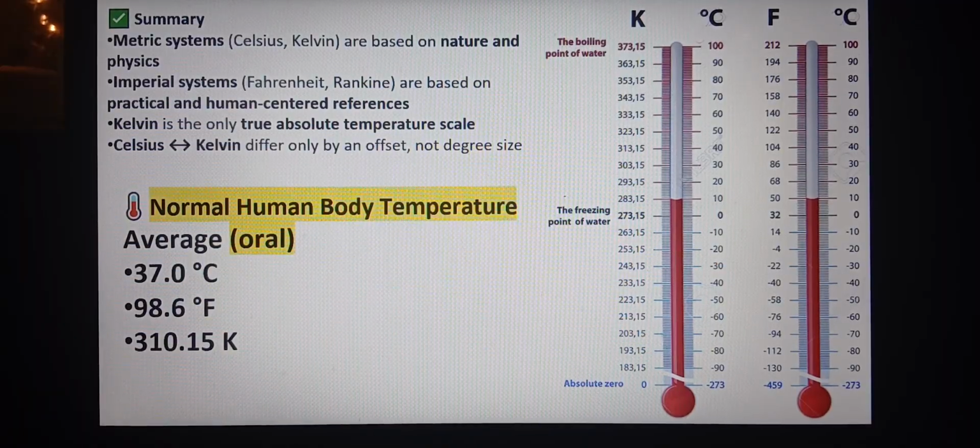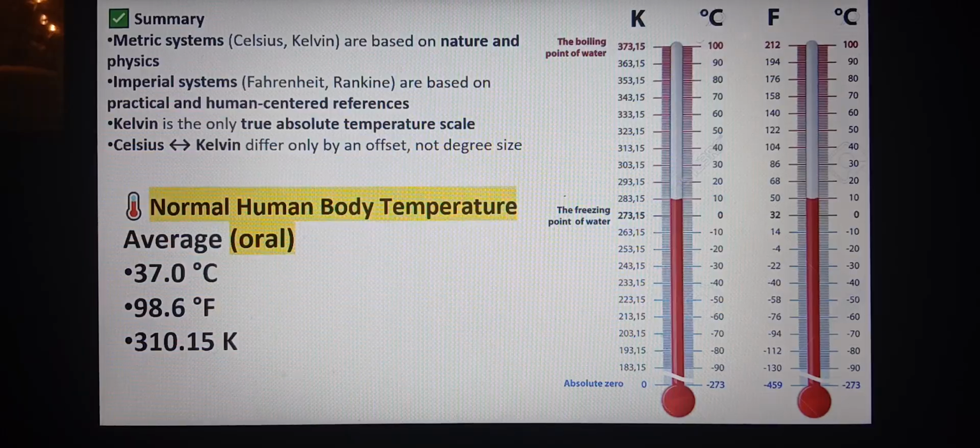Just looking at some human body temperatures, oral, the average temperature was 37 degrees Celsius or 98.6 degrees Fahrenheit or 310.15 Kelvin. If you look at these scales on the right-hand side of the screen, we are comparing Kelvin to degrees Celsius and degrees Fahrenheit to degrees Celsius.